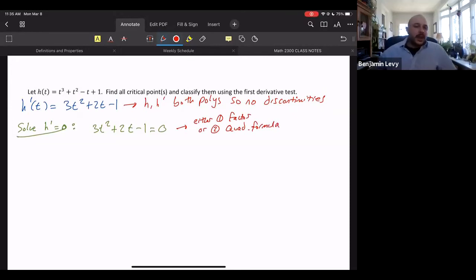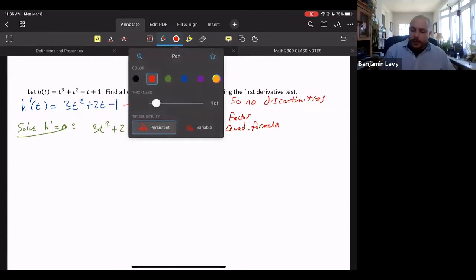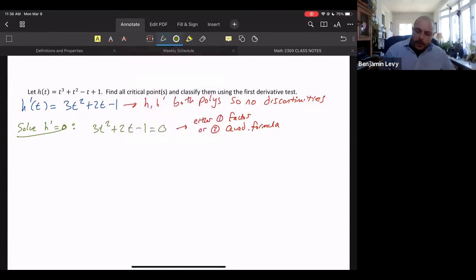On tests and stuff like that, I usually put things on there that are factorable, right? Just to speed things up and not really put the pressure on too much. But in homework and definitely applications, quadratic formula is just nice because it always works, right? You don't have to worry too much about that. So I'm going to factor this one, but just be aware that if there's a harder problem, you might want to use the quadratic formula. This one factors into 3t minus 1, t plus 1.